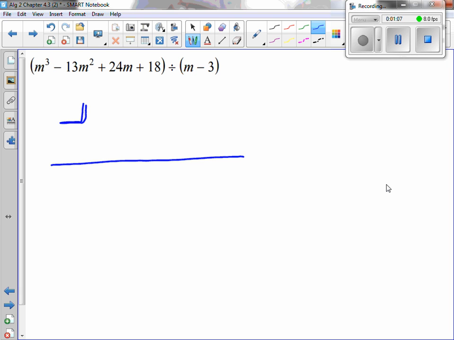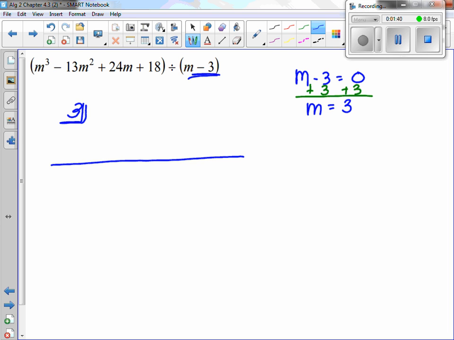The number that goes in the cubby comes from solving m minus 3 equals 0. We solve what we're dividing by, setting it equal to 0. M minus 3 equals 0, and I want to solve it. To solve this, we add 3 to both sides, and we get that m is equal to 3. That goes inside the cubby.